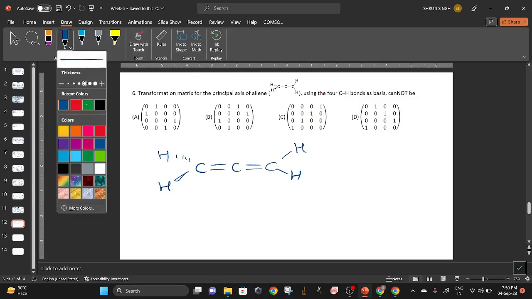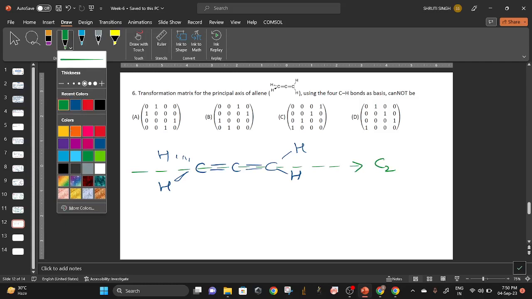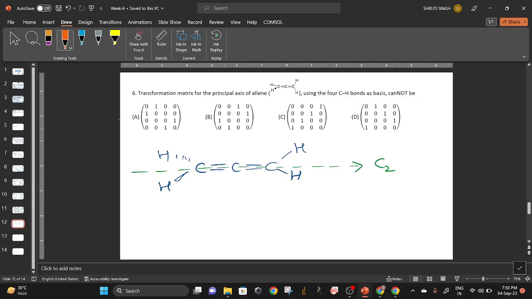Now my C2 principal axis is this one. Now let me label it, because we have to take the CH bonds as basis. What we generally do is take XYZ, but here the basis is this CH bond. Now how many CH bonds are there? Four CH bonds. So we have 4 elements in the basis. When we used to take XYZ as basis, we used to get a 3 cross 3 matrix, right? But here we have a 4 cross 4 matrix. See, all the options are given as 4 cross 4 because we have 4 CH bonds in the basis.